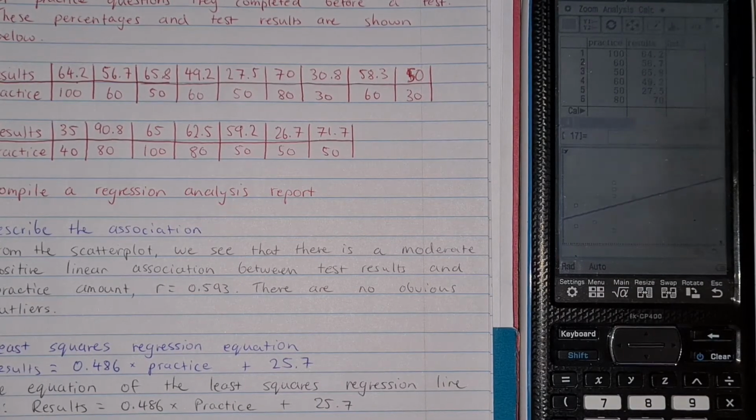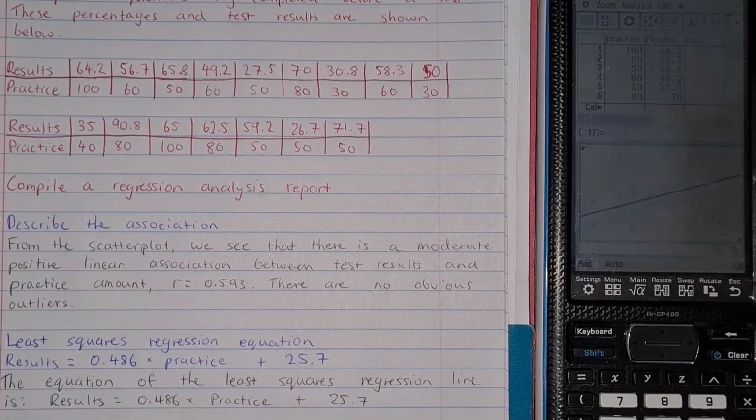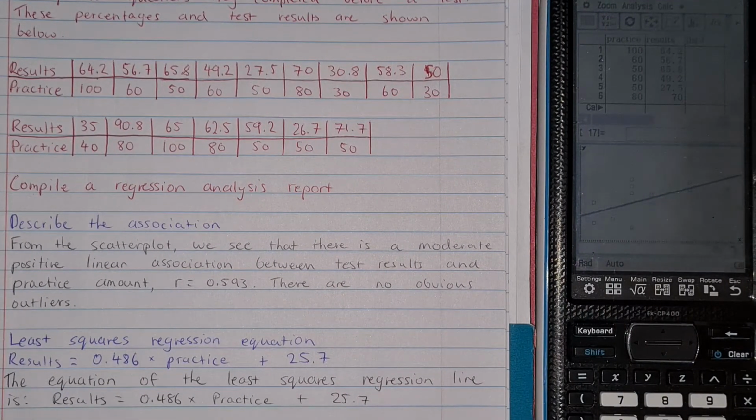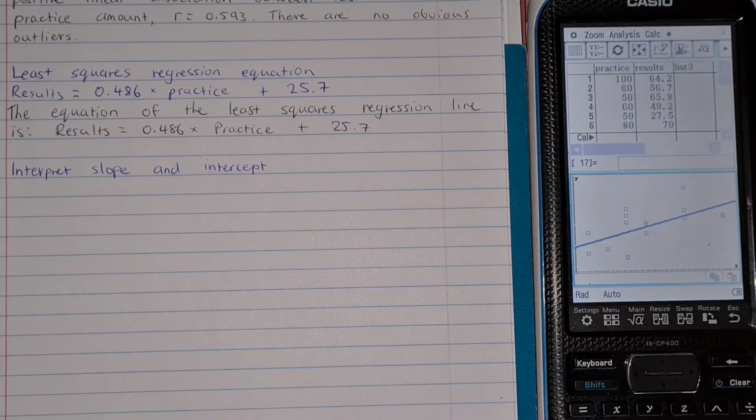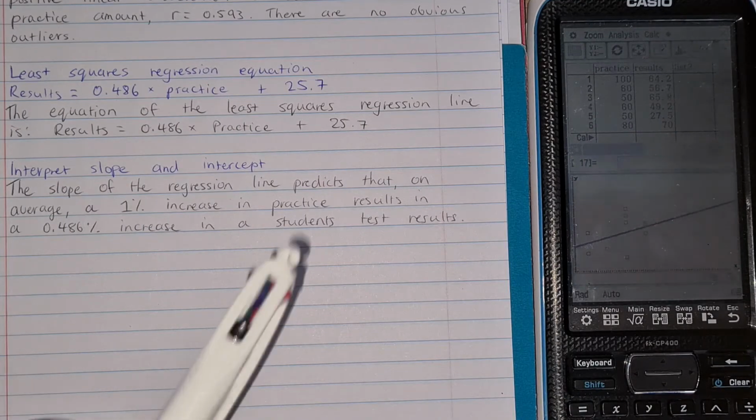Now, getting that ready for our report, we have the equation of the least squares regression line: results equals 0.486 multiplied by practice plus 25.7. Our next step is to interpret the slope and the intercept. Let's start by looking at the slope.